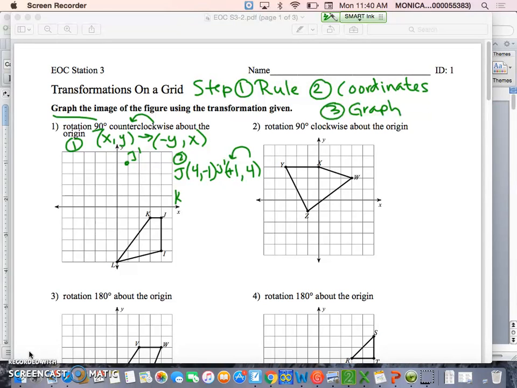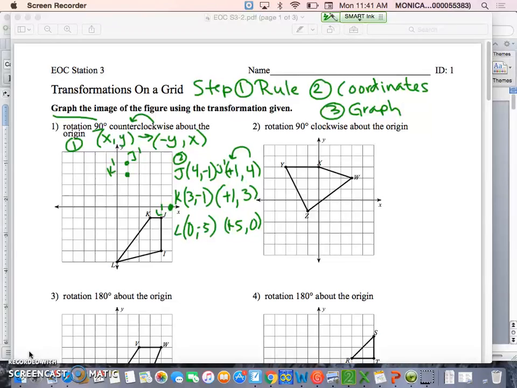All right, let's look at k. K is at 3, -1. So they're going to flip-flop, and this is going to become positive. So k prime is right here. L is at 0, -5. They're going to flip-flop, and this one becomes positive because it's a counterclockwise turn, which puts me here.